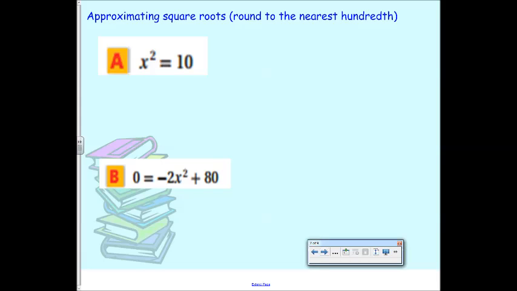Square root, and then x equals the square root of 10, right? And I don't want to do it on my calculator, because maybe I don't have it and the batteries are dead or whatever. Alright? Does anyone have a guess on what the square root of 10 is?